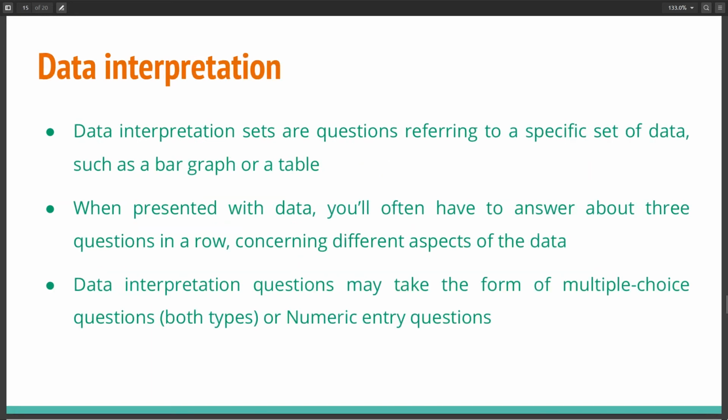Okay, the last question type for the quantitative section is the data interpretation question type. These are questions referring to a certain set of data which you will be given in the exam. Don't worry, you don't have to prepare beforehand. There might also be a bar graph or a table given. You will be presented with the data, and then you will have 3 questions in a row concerning the data. The questions in this section can in turn be MCQs, single correct or multiple correct, or numeric entry.